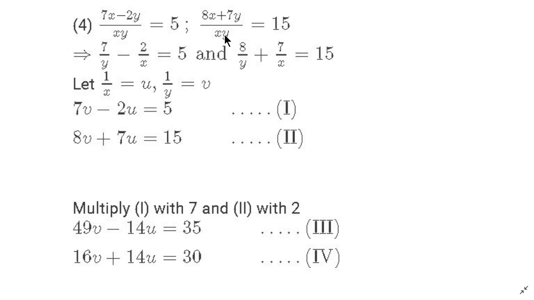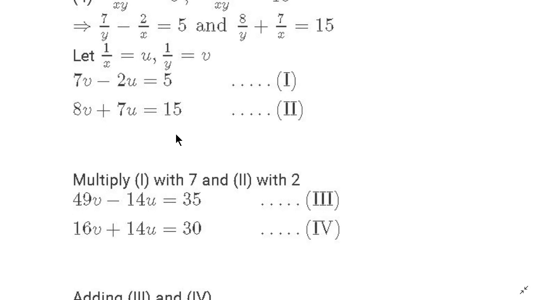Similarly, 8x upon xy is 8 upon y, plus 7y upon xy is 7 upon x, is equal to 15. Now we can see here, we can put 1 upon y is equal to v and 1 upon x is equal to u, similar substitutions we did earlier. Now we can rewrite the equations: 7v minus 2u is equal to 5, and 8v plus 7u is equal to 15.